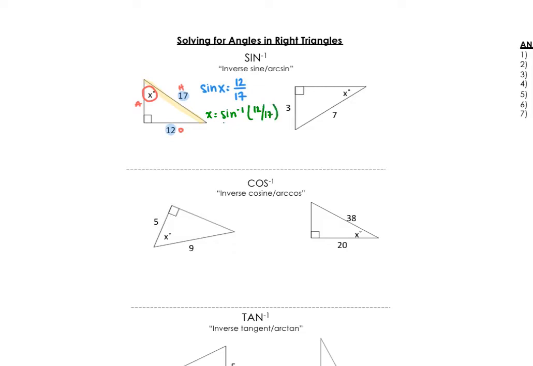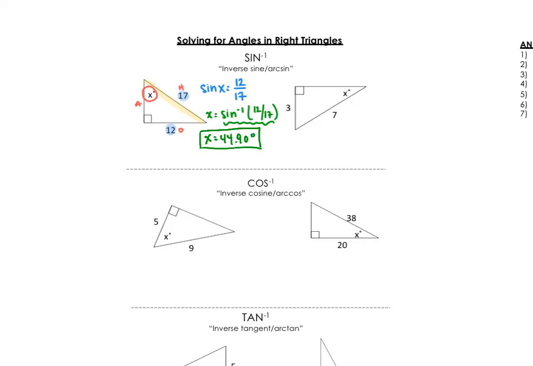So what we're going to do is we're going to actually put this in our calculator. So to get inverse sine in our calculator, we press the second button, and then we press sine. So you would just type in second sine, and then you would do 12 divided by 17 and hit equals. And when you do that, you should get your angle measurement, which is going to be 44.90. And since this is the angle, I'm going to put the degree symbol.